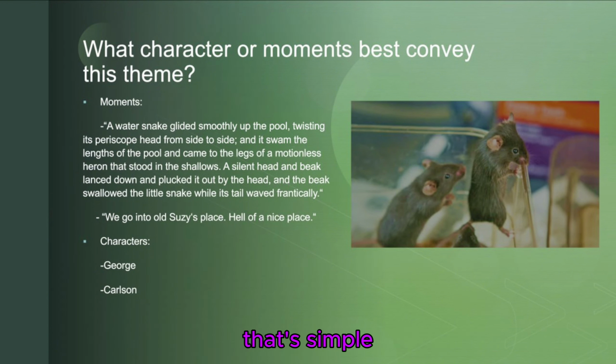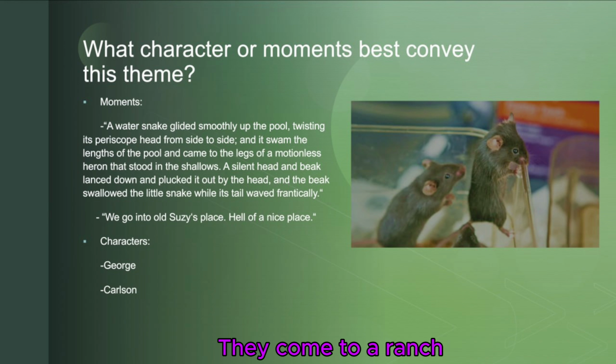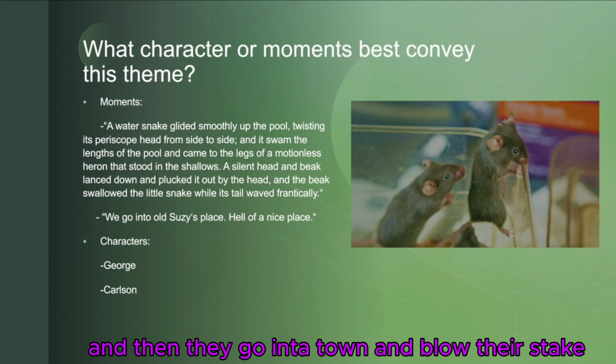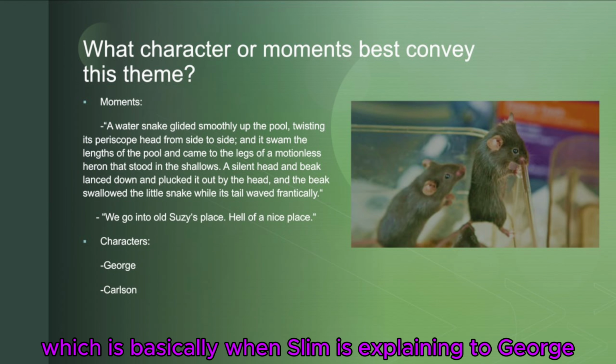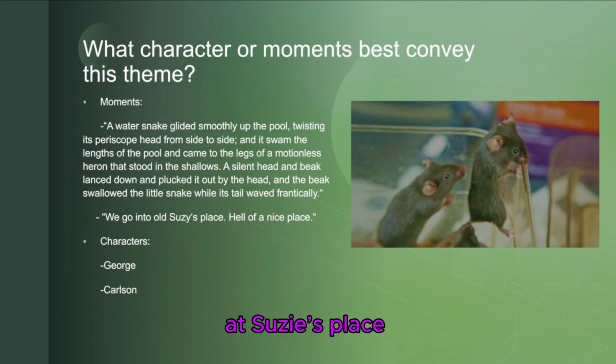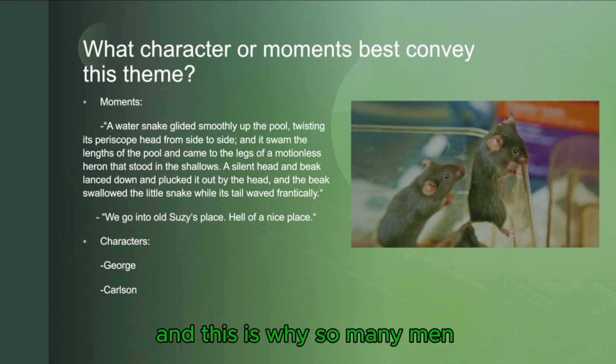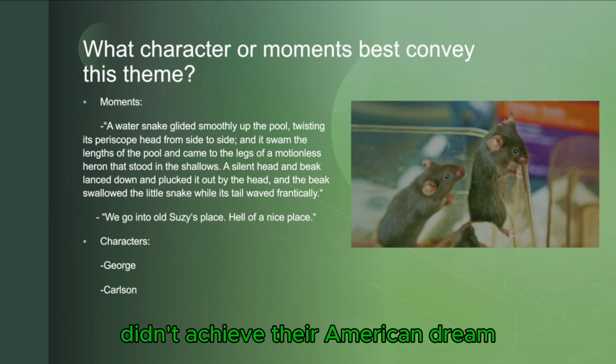That's simple. A perfect moment is when Slim tells George they come to a ranch and work up a stake and then they go into town and blow their stake. Which is basically when Slim is explaining to George how the men go and spend their $50 at Susie's place. And it points out how the environment shapes their actions and desires. Yeah, and this is why so many men didn't achieve the American dream.